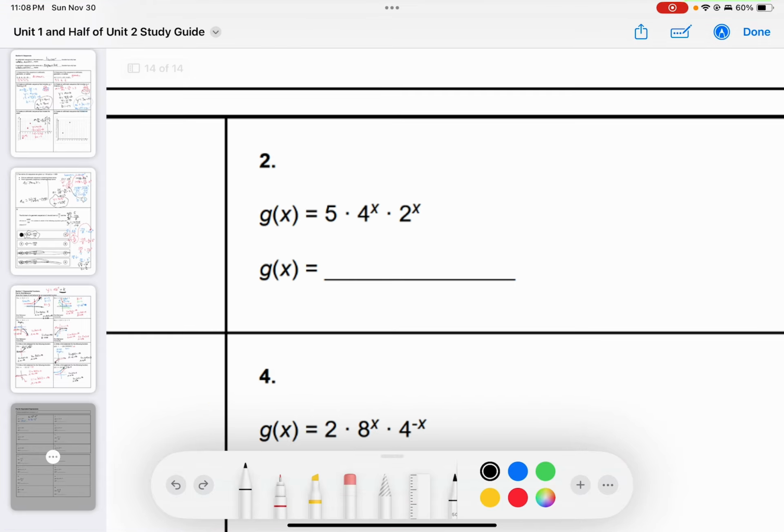All right, so this one is interesting. 5 times 4 to the x times 2 to the x. So really, okay, I'm going to leave this 5. 4 to the x times 2 to the x.